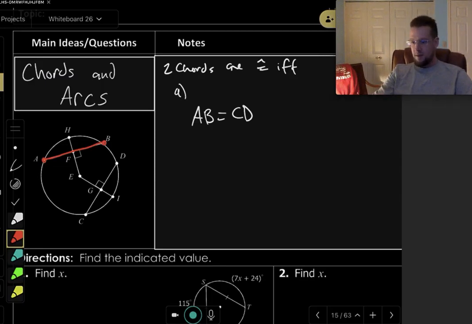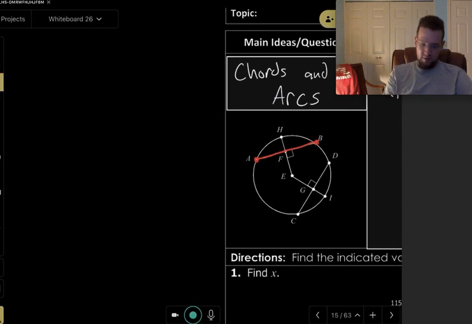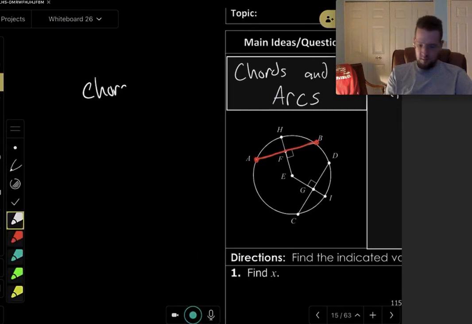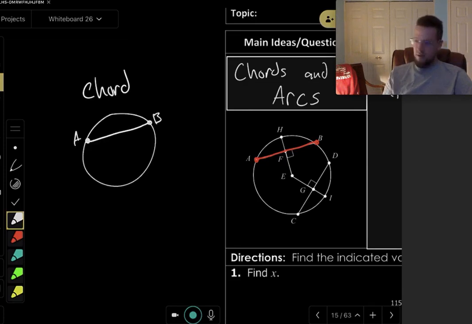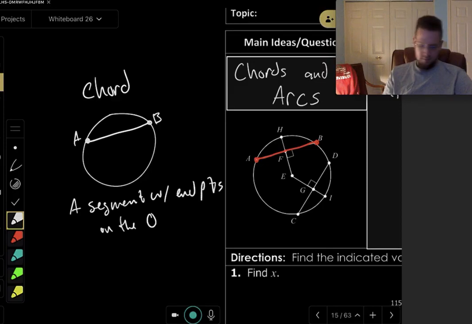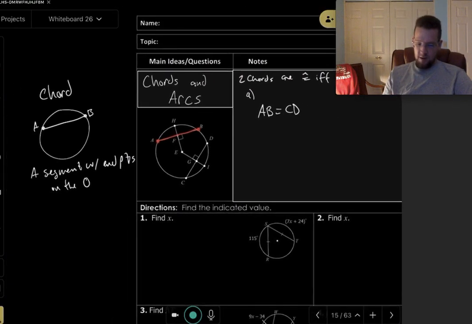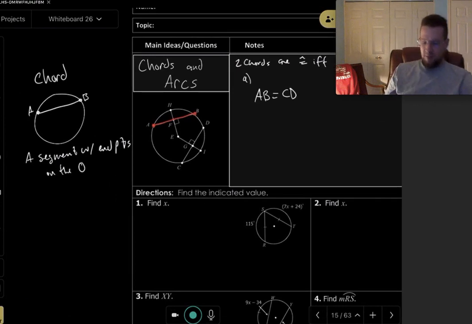Let me define chords. I don't think we defined chord. Okay, so a chord, let me just define this over here. It would look like, here's my circle, like this, AB. So a chord is a segment with endpoints on the circle. Okay, so that's what a chord is.